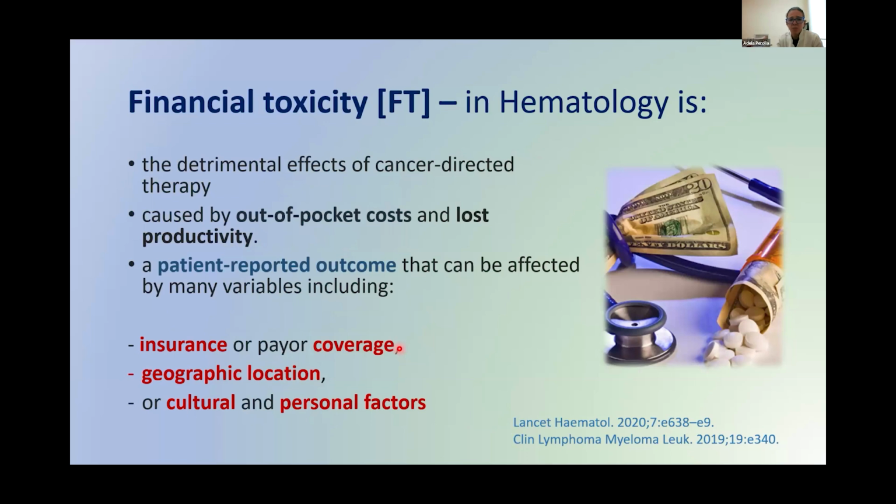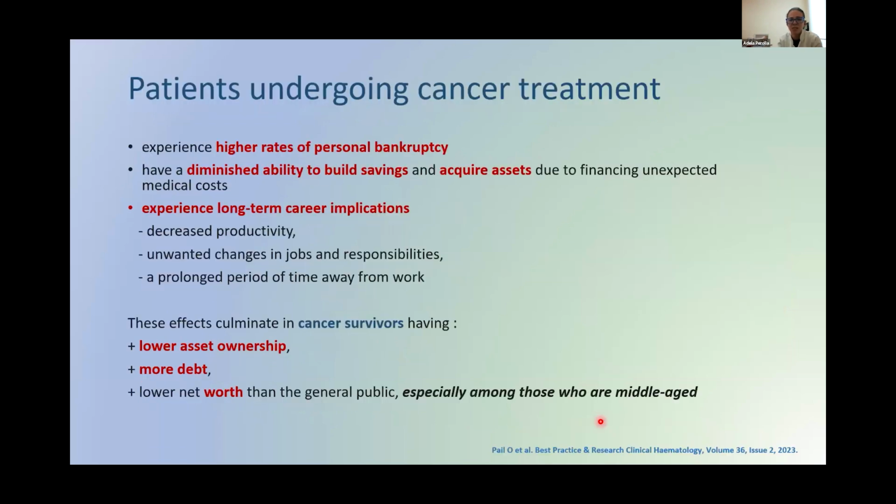So if we see about this financial toxicity, as you see in this slide, it's all about out-of-pocket costs and the loss of productivity. And we have to keep in mind also a patient-reported outcome that can be affected by many variables, like insurance coverage of the payment. We have to keep in mind the geographic location where the patient lives, or the cultural and personal factor of this patient. All we should keep in mind when we speak about financial toxicity.